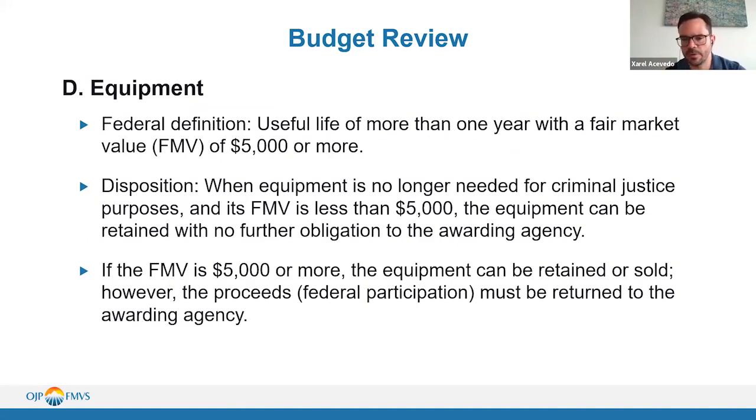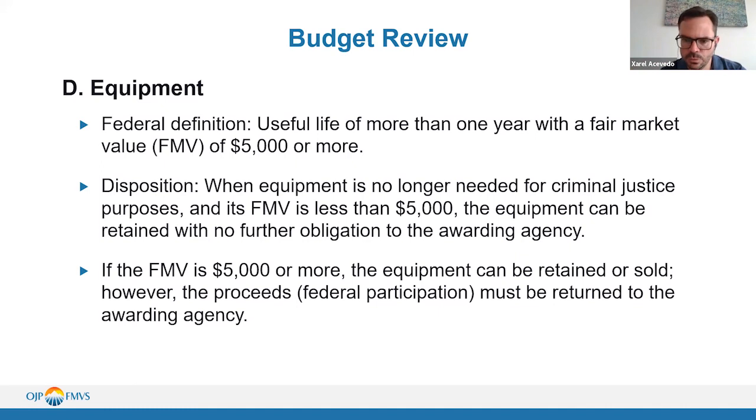Like I said, the federal definition says equipment is an asset that has a useful life of more than 1 year, or that has a fair market value of $5,000 or more. When your program is over, or you no longer need the equipment, you have to assess the fair market value of that equipment. Okay, if it is more than $5,000, you are going to be asked to follow what your program manager tells you to do to dispose of that equipment, which is usually sell it in the market.